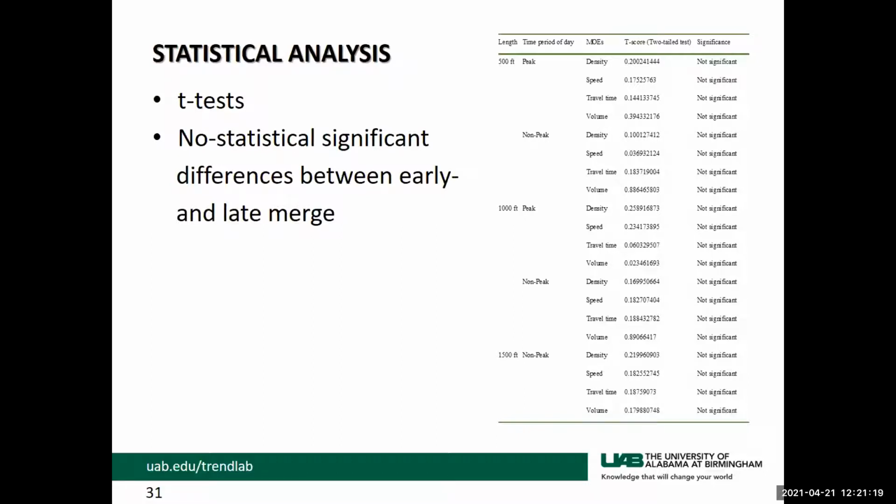And the results are shown here. The t-score had to be more than 2.13 in order to ensure with 90% confidence that the MOEs are significantly different between early and late merge, and it was not the case. So what we found out from that part of the analysis is that although we observe some differences, they're not strong enough to make us believe that there is a huge advantage of using one option versus the other.